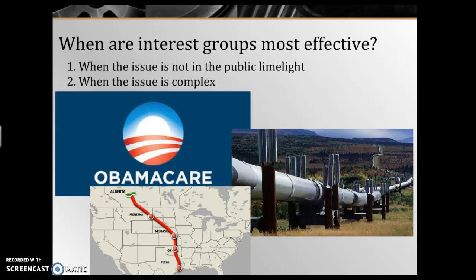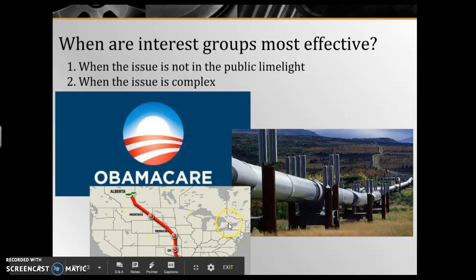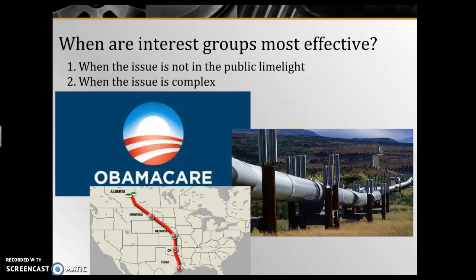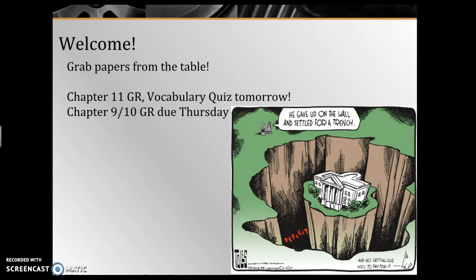When are interest groups most effective? They're most effective when the issue is not in the public limelight, and when the issue is complex. For example, like the Affordable Care Act or the Keystone Pipeline. When people don't know about things, that's when interest groups can do the most damage. If it's a complex issue, they work behind the scenes to get things done. That's when interest groups are most effective.